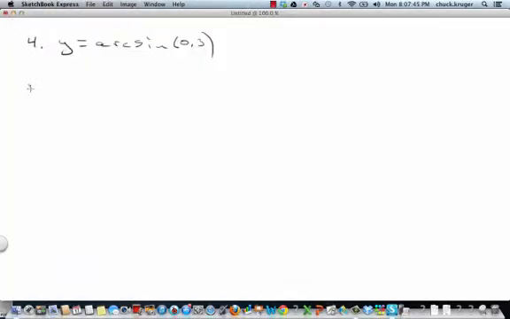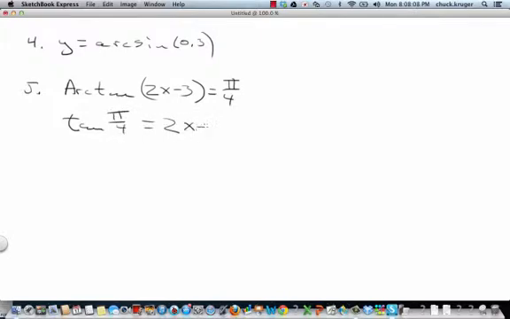All right, problem number 5. Let's say I have the arc tangent of 2x minus 3 is equal to pi over 4. Well, what does that mean? That means the tangent of pi over 4 is equal to 2x minus 3. So we need to know the tangent of pi over 4.